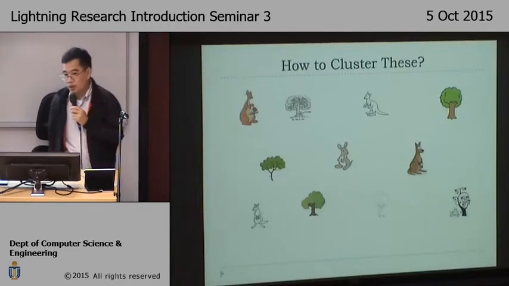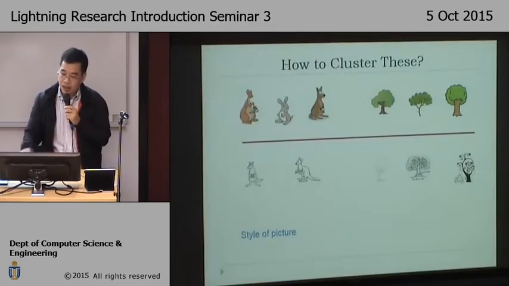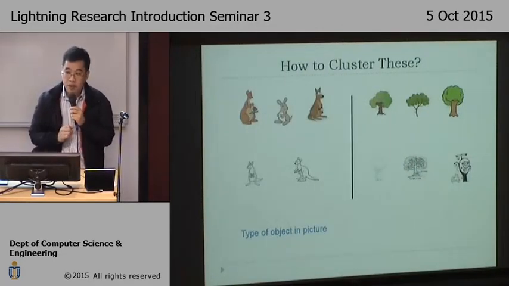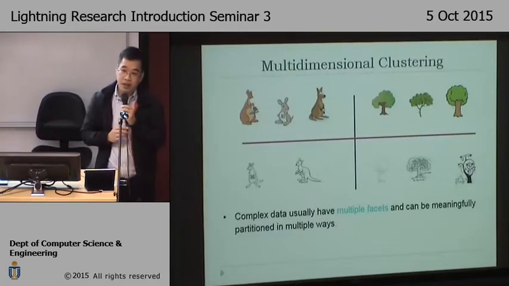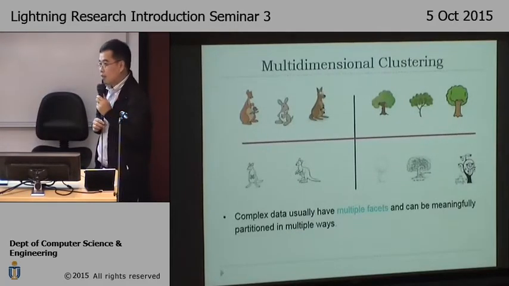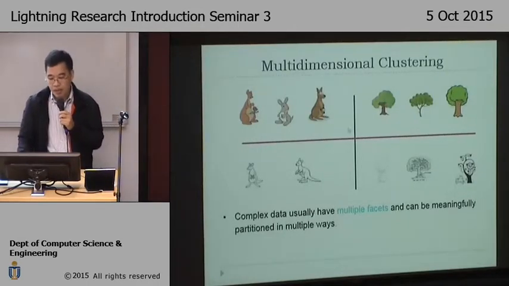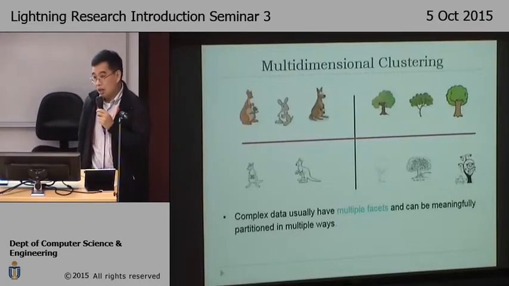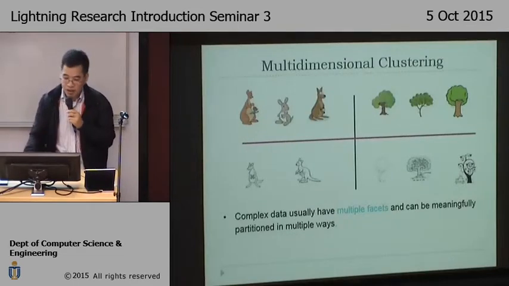If you think for a while, you will know that there are actually two ways to do this. One is in terms of style, another is in terms of the object in the picture. So you have two ways to cluster the same data. This is the concept of multi-dimensional clustering. In general, complex data usually have multiple facets and can be meaningfully partitioned in multiple ways. But the trick is, how do you find those multiple ways to partition data?